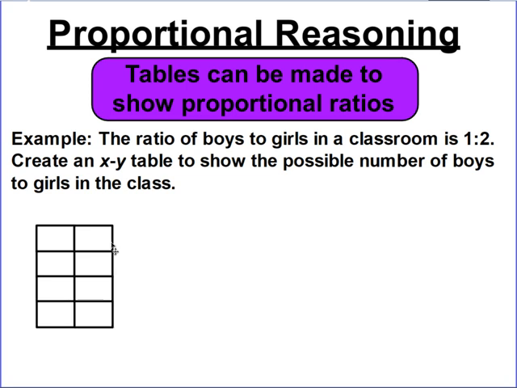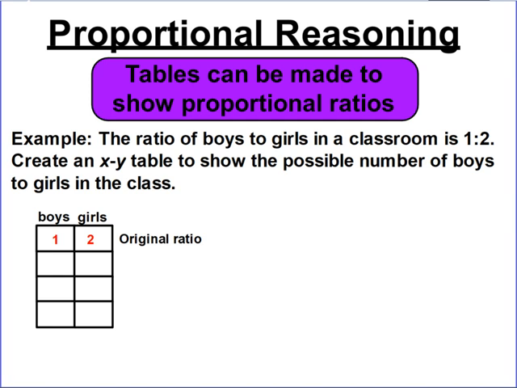So here's my table. I'm going to start by labeling one of the columns X and one of the columns Y. So boys can be the X column, girls can be the Y column. And I'm going to start filling in my numbers. So the ratio that you're given usually goes in the first set of boxes. So the original ratio will go right here. So I'm going to put in my ratio of 1 boy to 2 girls. And I'm going to use that original ratio to find new ratios.